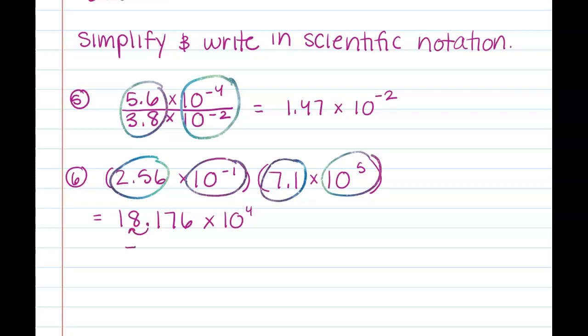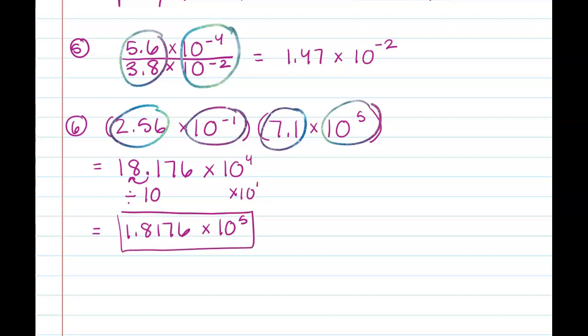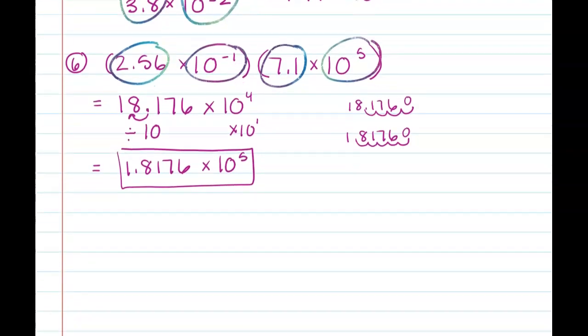That's like dividing by 10. And if we divide by 10, we're going to have to multiply something by 10. So we multiply that 10 to the fourth by 10, and we end up with 1.8176 times 10 to the fifth, because this is like 10 to the first. If you want to check, take your 18.176 and move 4 decimal places to the right, and I have 1 0 at the end. And let's take 1.8176 and move 5 decimal places: 1, 2, 3, 4, 5, and we get the same thing, so we're okay.